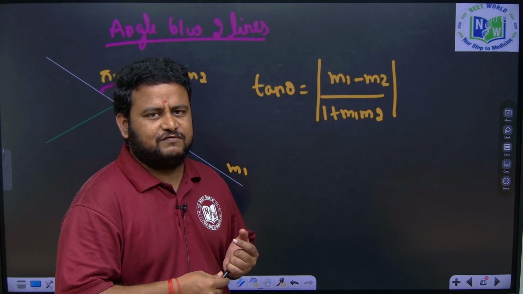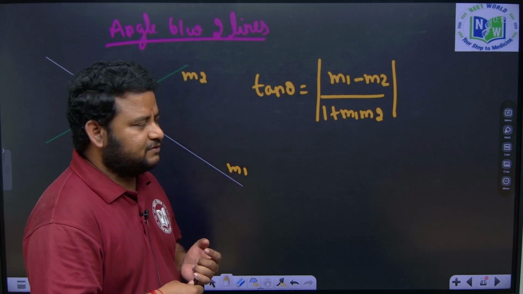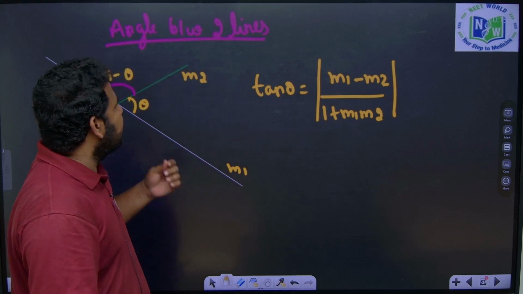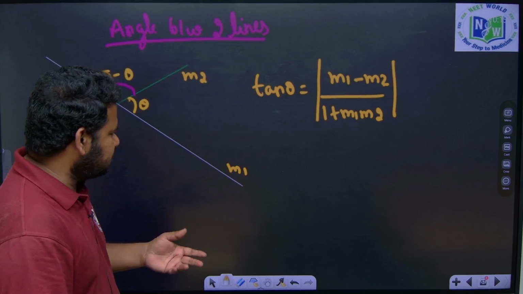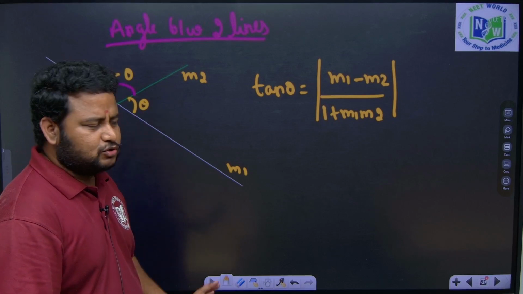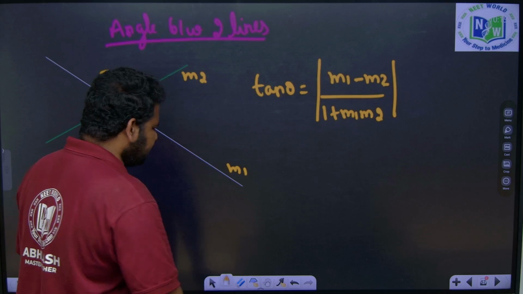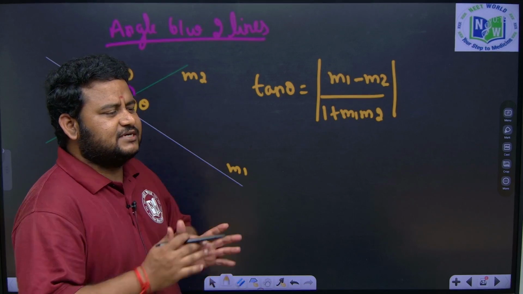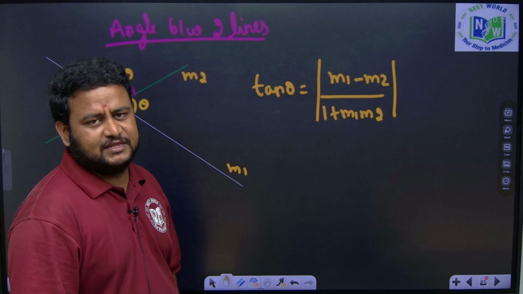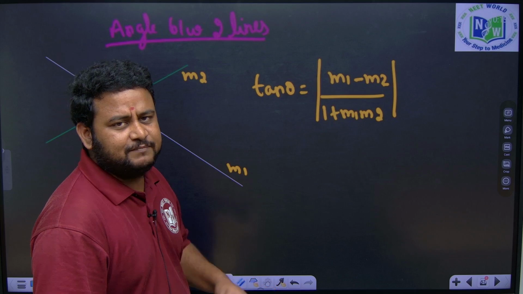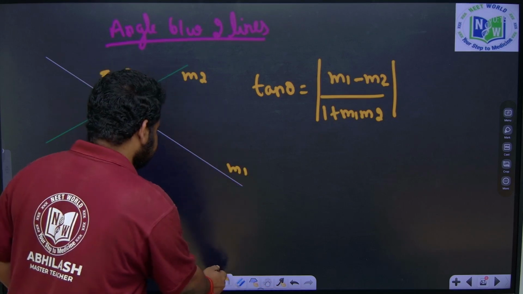So proceeding further, we'll start with another concept, that is angle between two lines. In today's session, we'll start with angle between two lines. So what do we mean by that? We are talking about straight lines. When straight lines intersect each other, there will be an angle formed between them. How to find the angle formed between them, that we will learn using this concept, angle between two lines.